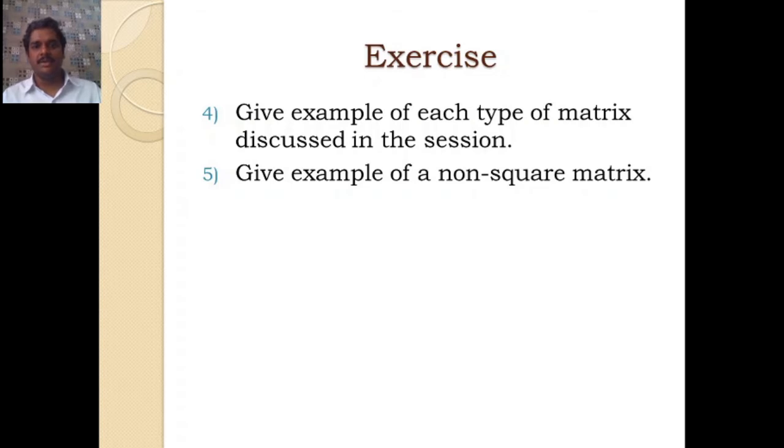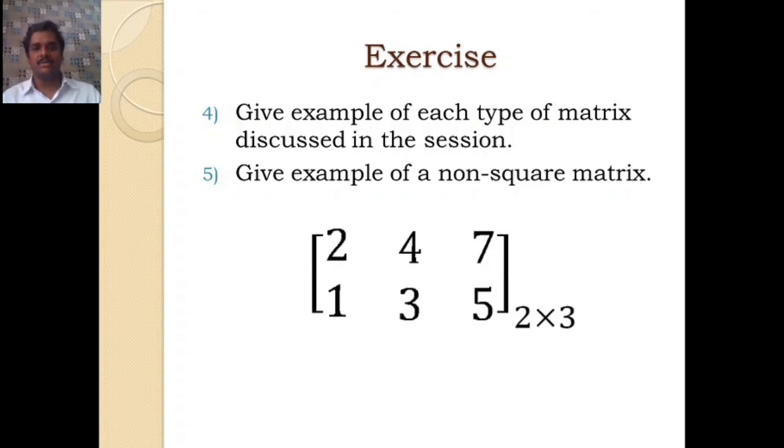Give an example of a non-square matrix. We all know what a square matrix is. A square matrix is a matrix which has an equal number of rows and columns. So a non-square matrix is nothing but one which has a different number of rows and columns. Both numbers m and n are not equal. Okay. So here is one example of a non-square matrix.